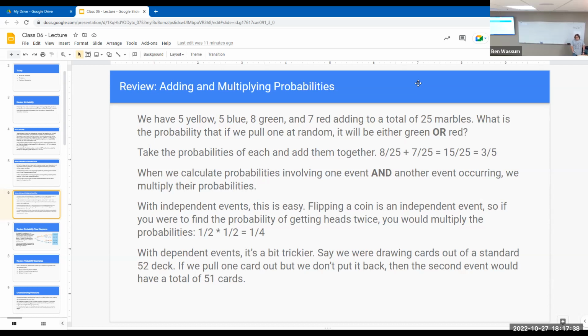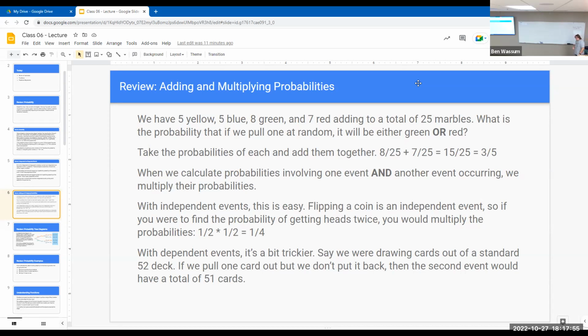25 now. How many total cards are there? 51 now. So it goes down. You have fewer possibilities, which means that was dependent on the previous one. So that's usually where the dependent and independent ideas come into play.